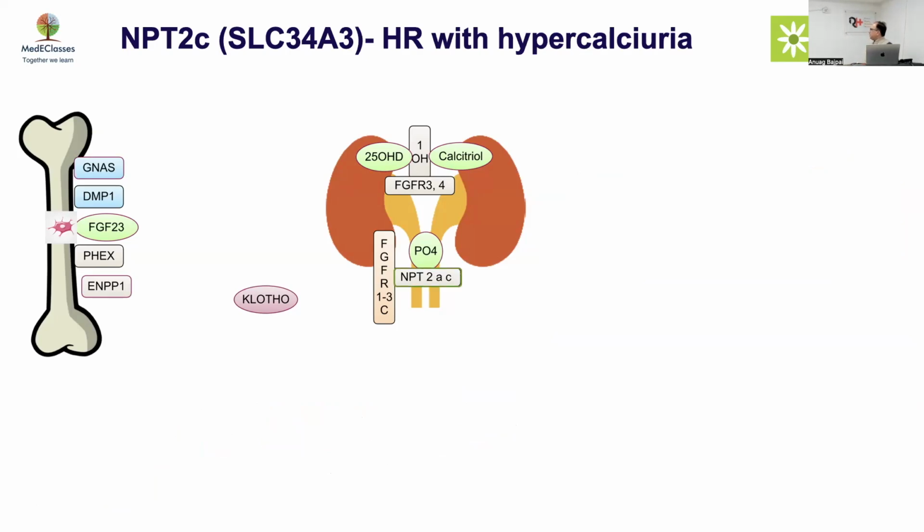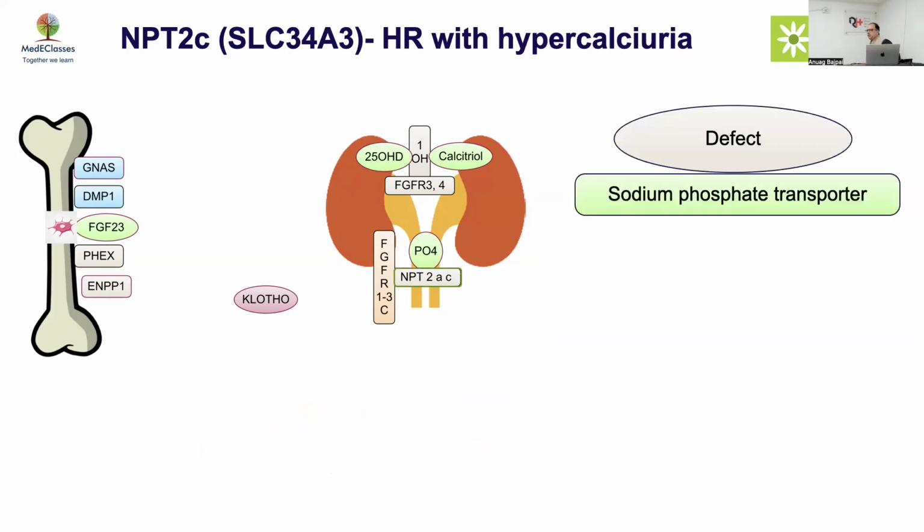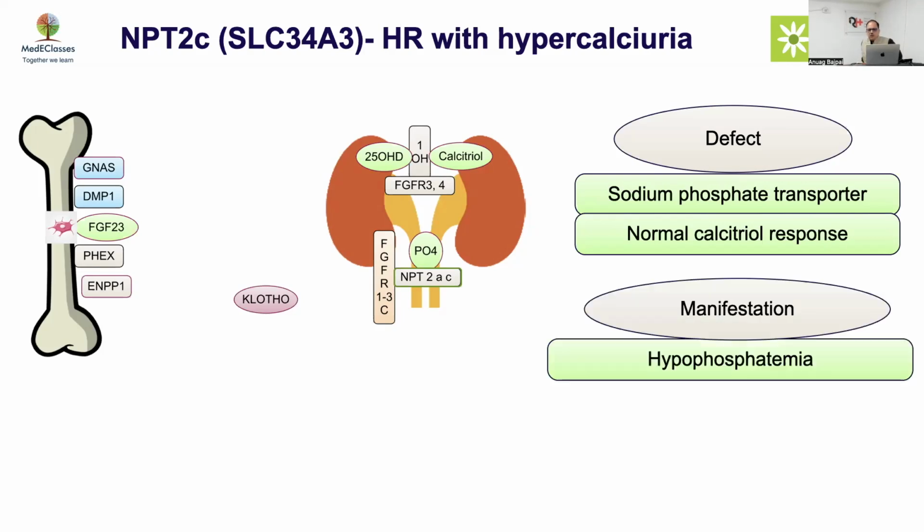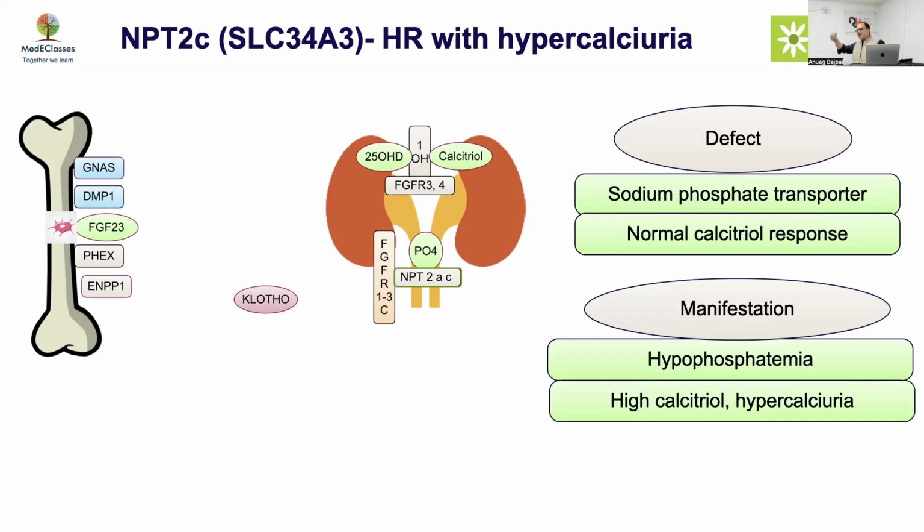So what is happening here is that the problem is not of FGF23. FGF23 levels are normal. The sodium phosphate transporter is defective, and your calcitriol response is normal. So your phosphate is low and your calcitriol is high. So this is a dangerous situation. What it means is that you will have hypophosphatemia with high calcitriol and hypercalciuria. If you give them calcitriol, you're going to cause nephrocalcinosis.